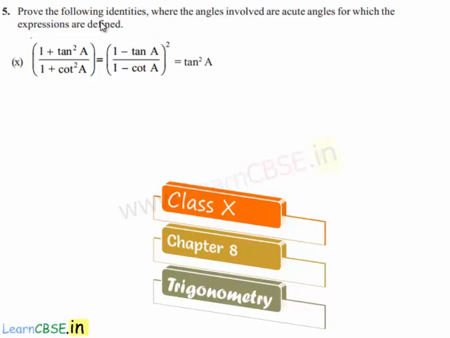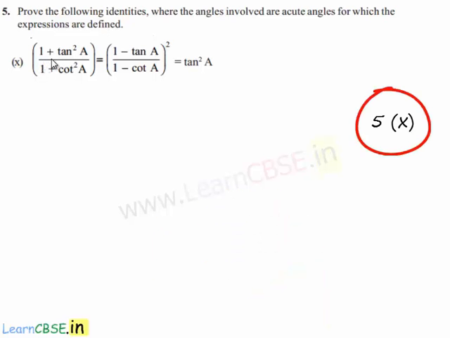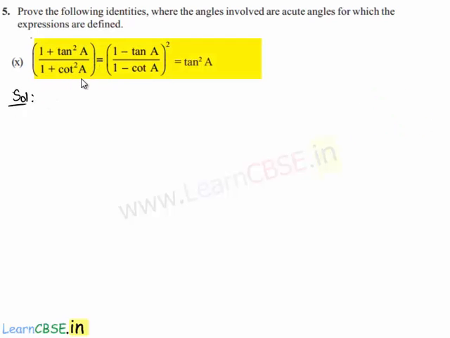Now moving on to the 10th bit of the 5th question. Here he asked us to prove that (1 plus tan square a) by (1 plus cot square a) is equal to ((1 minus tan a) by (1 minus cot a)) whole square is equal to tan square a. In order to prove this equality, let us prove that the first expression is equal to the last expression and the second expression is equal to the third expression. Thereby we can say that all the three expressions are equal.